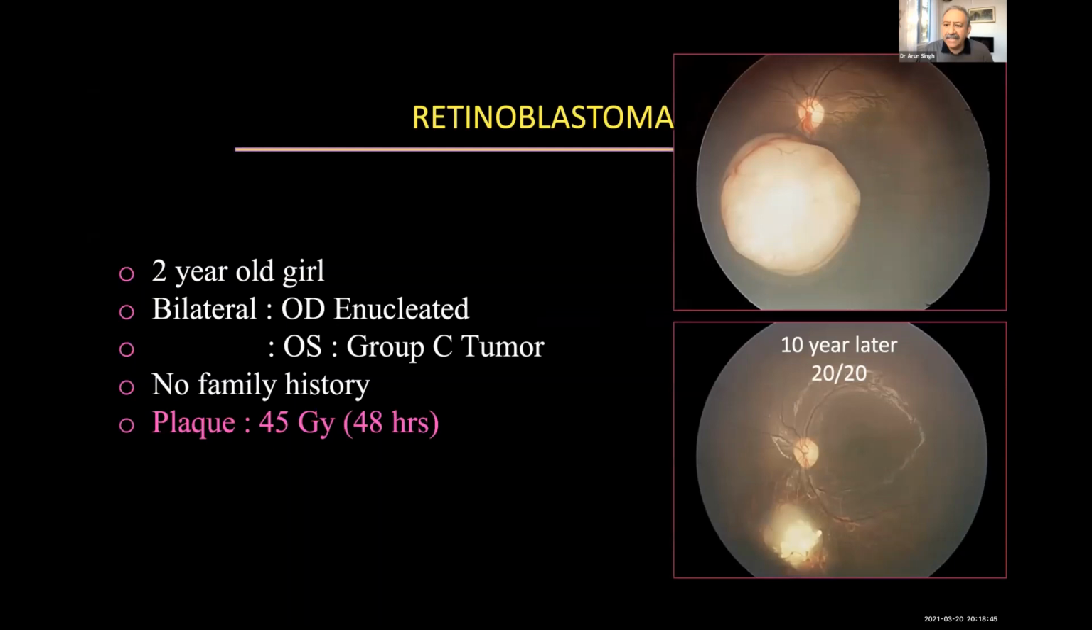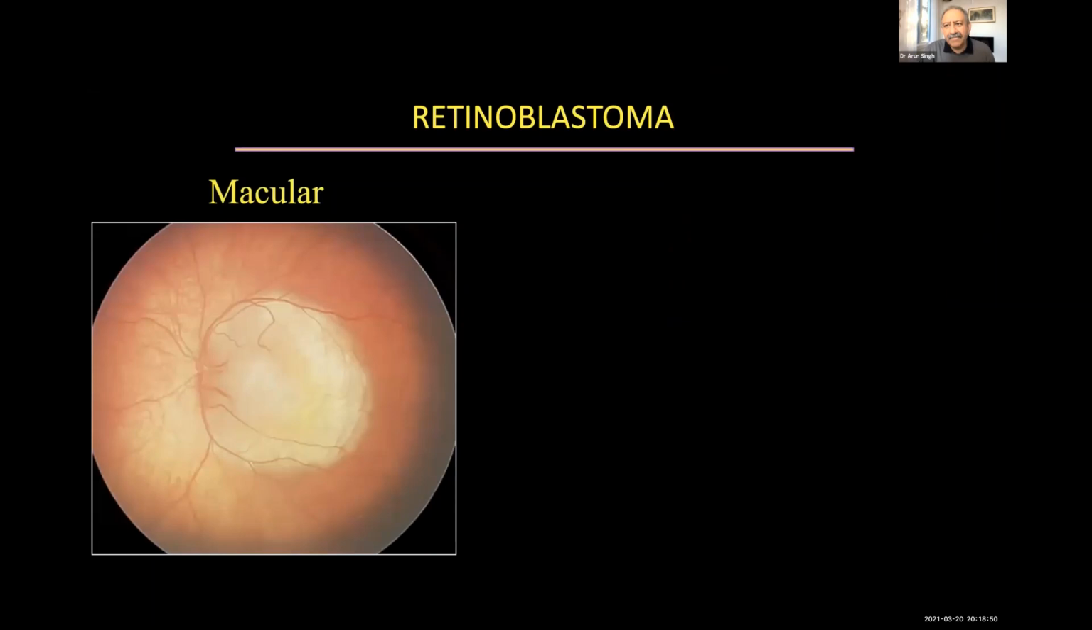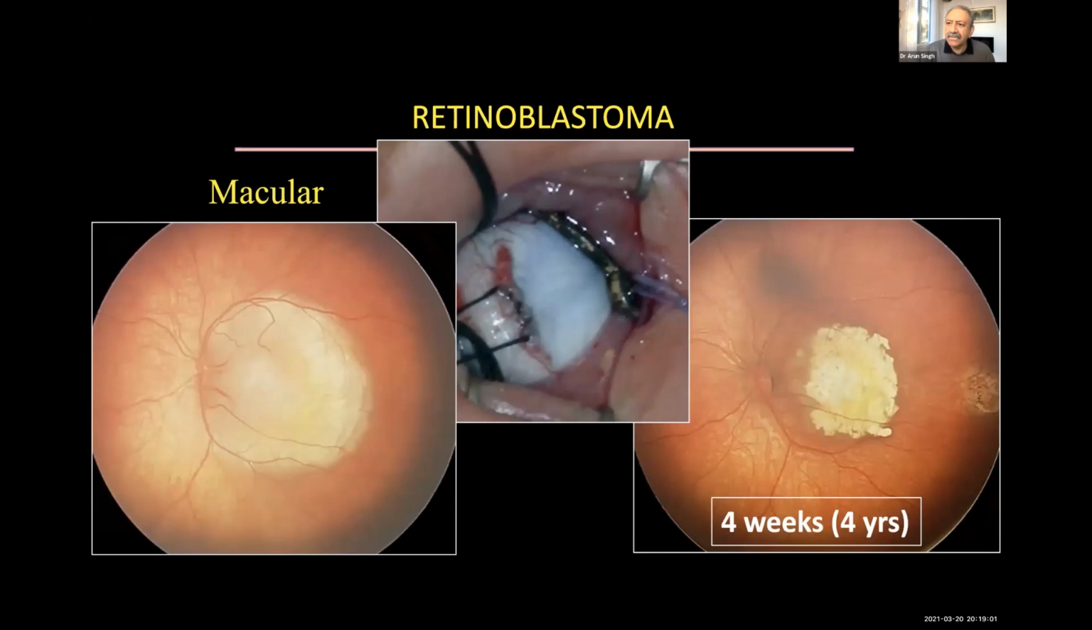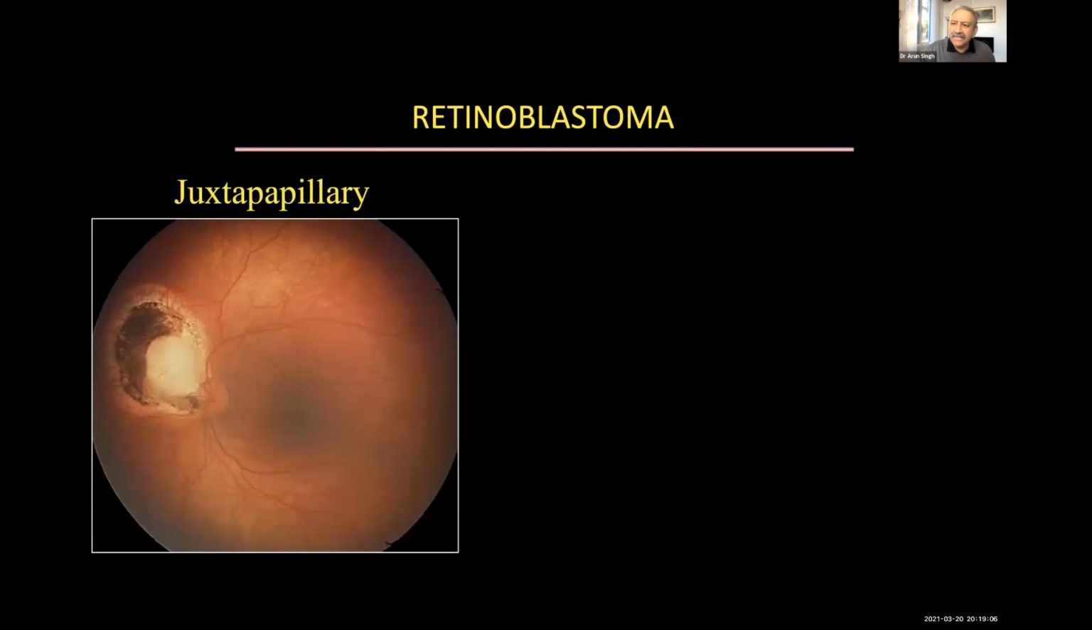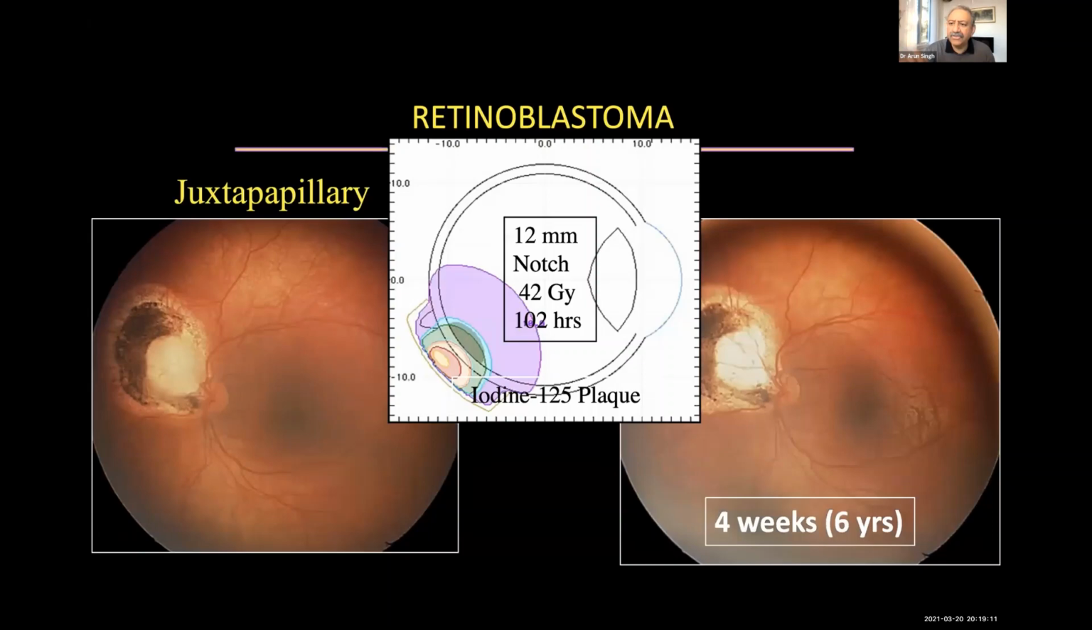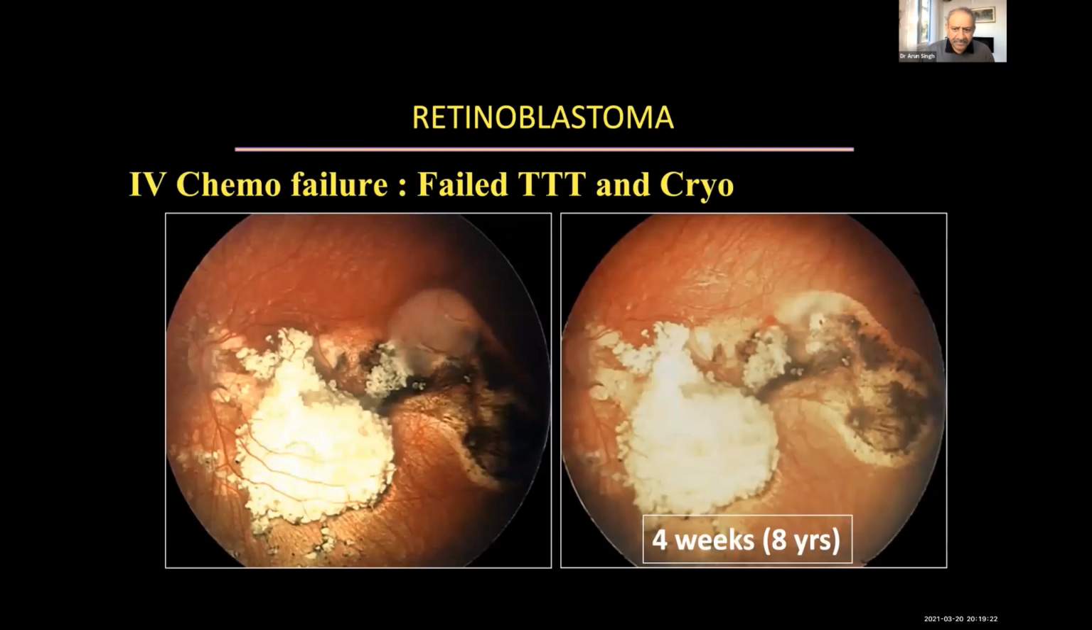Here's a child, this came many years ago from Syria, couldn't come back again for multiple treatments, with tumor in the macula. I did a plaque therapy, and this is many years later. It's a regressed tumor. One application, one therapy, no multiple hospitalizations. A patient with a juxtapapillary retinoblastoma had multiple recurrences, we put a notched plaque on it, and you can see how the tumor went away. So nowadays we have IAC, but in some places where you don't have it, or you want to avoid IAC for some other reason, then this is a good alternative.